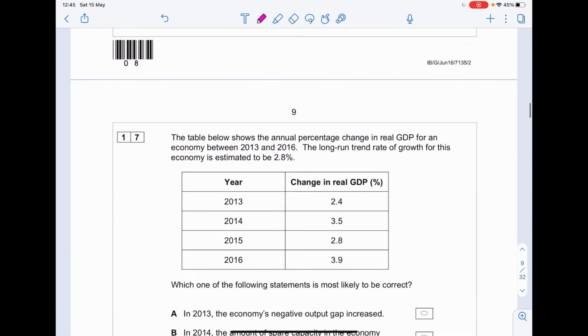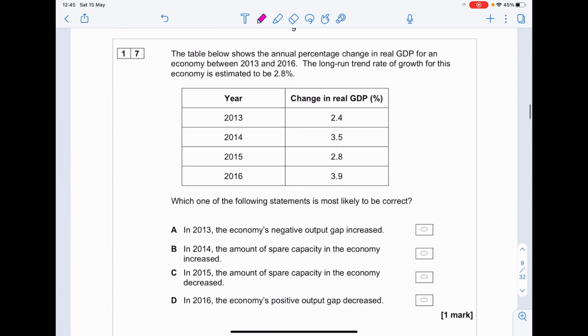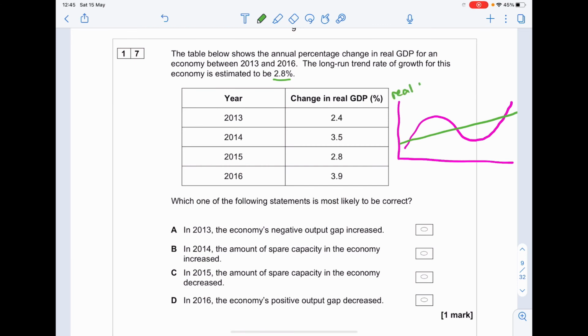Right, number 17. The table below shows the annual percentage change in real GDP for an economy between 2013 and 2016. The long-run trend rate of growth of this economy is estimated to be 2.8%. So let's just go back to our economic cycle again, and we'll put our trend rate of growth on here. Sorry, that's expected to be 2.8%. So on these axes here, we've got real GDP, not the growth.